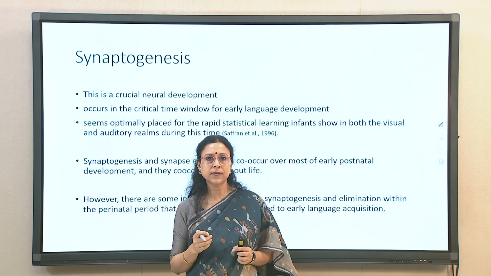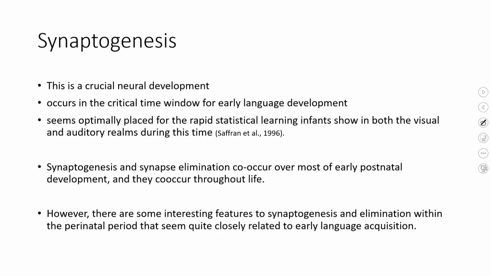Now, the idea of synaptogenesis is very important in terms of neural development. This occurs in the critical time window of early language development, the genesis of the synapse. First the cells are created, then creation of the synapses happens in the last part of the prenatal stage, and it continues for some time, and that is why it is very important. It seems optimally placed for the rapid statistical learning infants show in both the visual and auditory realms during this time. Synaptogenesis means creation of synapses.